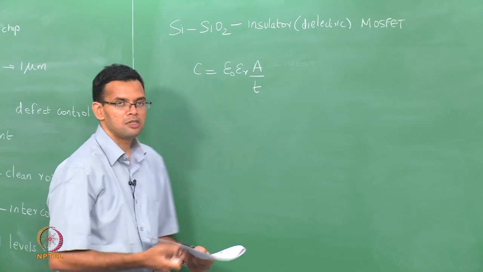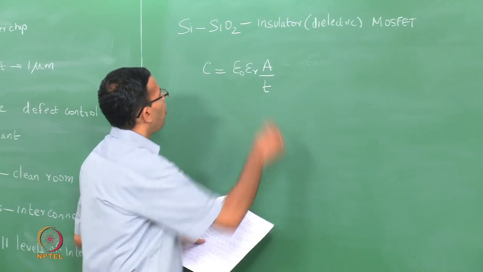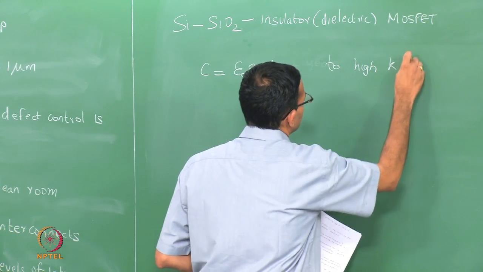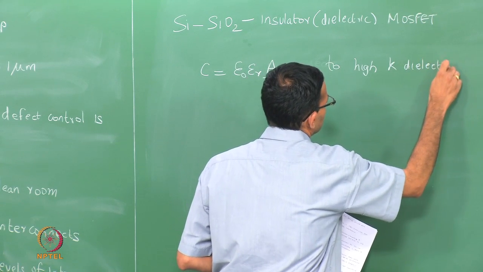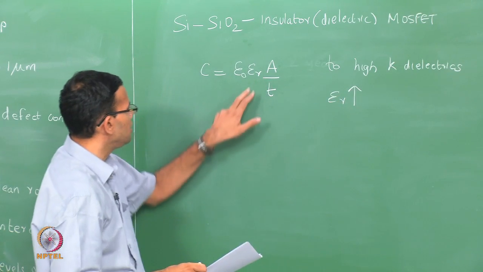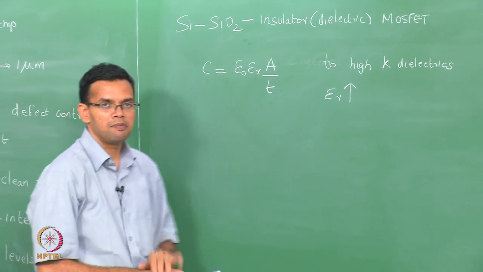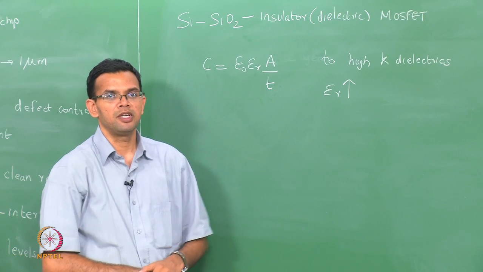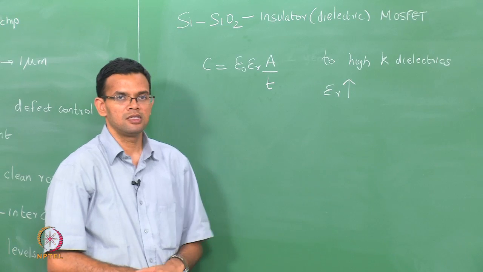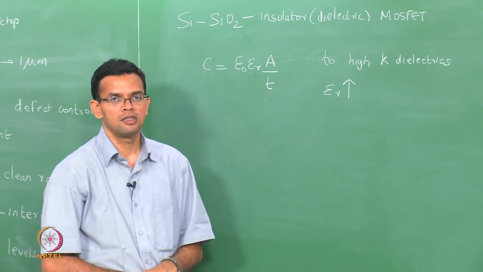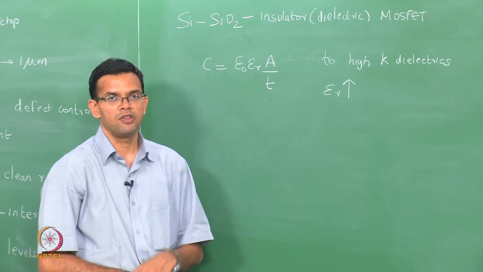So, this is one of the reasons why you have a transition made from oxide insulators to high K dielectrics so that you increase the value of epsilon R. So, you increase epsilon R so that you can have a high capacitance with a comparably thick dielectric layer so that tunneling can be prevented. So, we not only have advances in the reduction in feature size, but we also have to look at advances in terms of the materials that are used in your IC device.